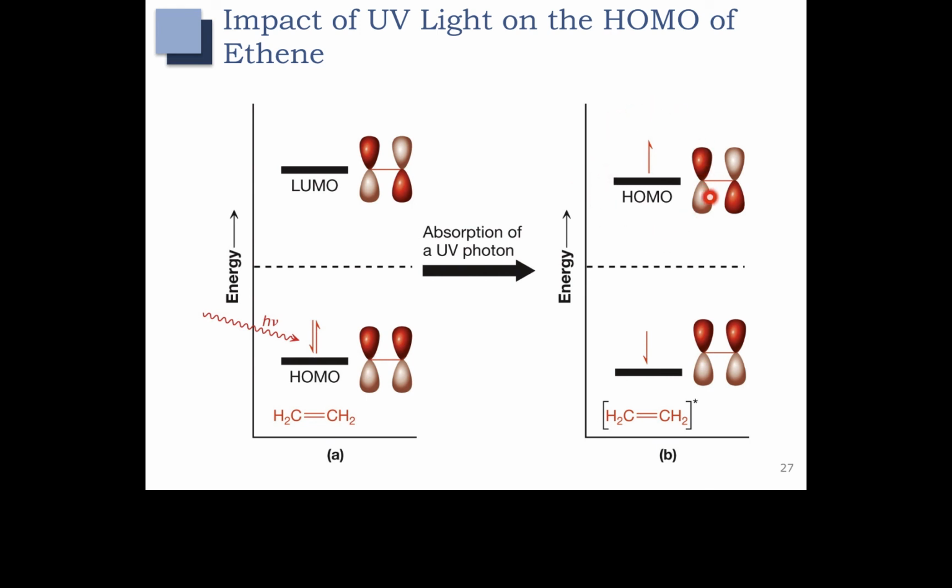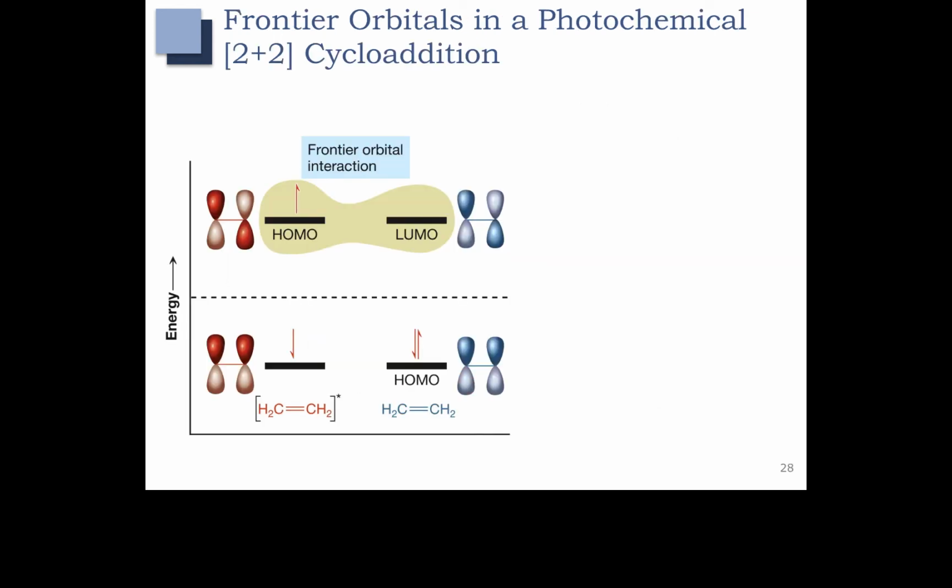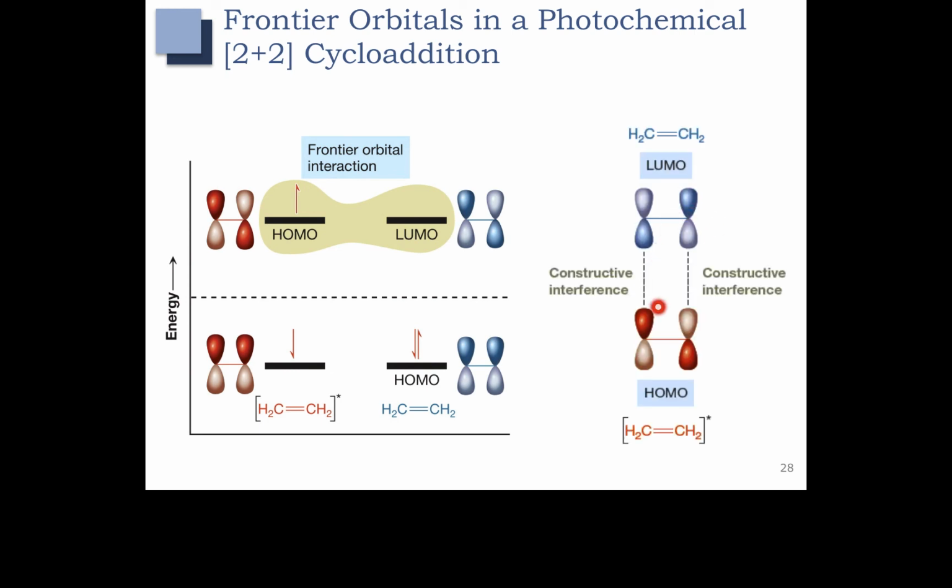So our HOMO now is this one here. Well, this HOMO, if you recall, looks a lot like the LUMO of an ethene. And now we have a HOMO-LUMO interaction where we have constructive interference. We have constructive interference on the right as well as the left. So this reaction can proceed.